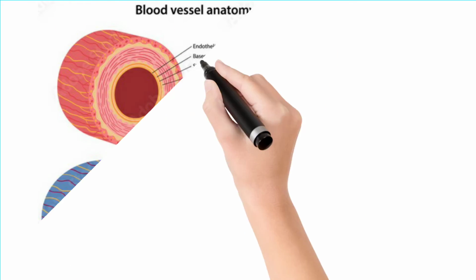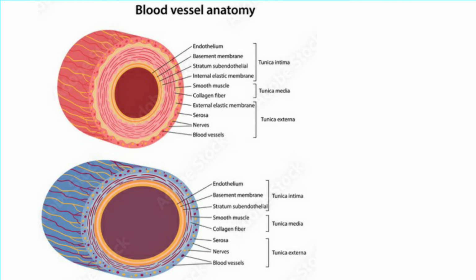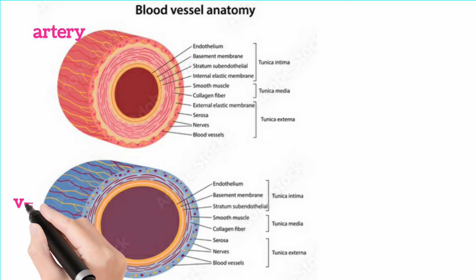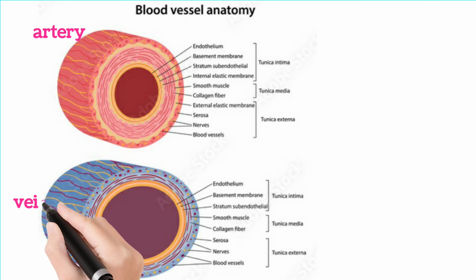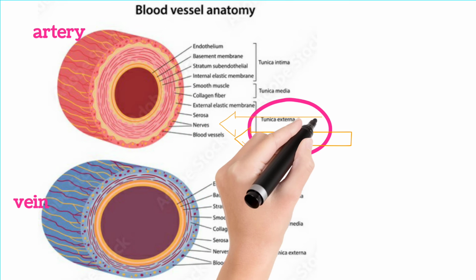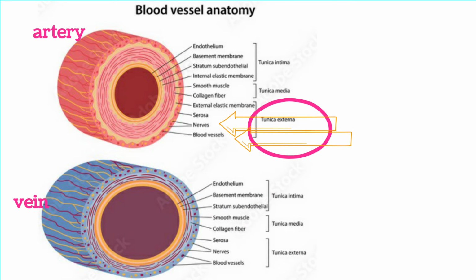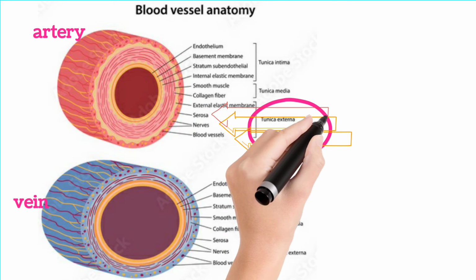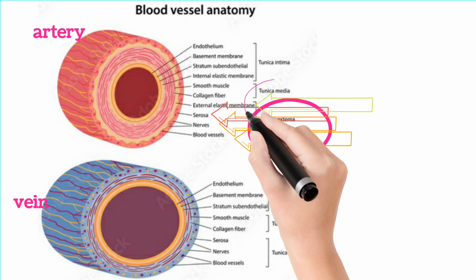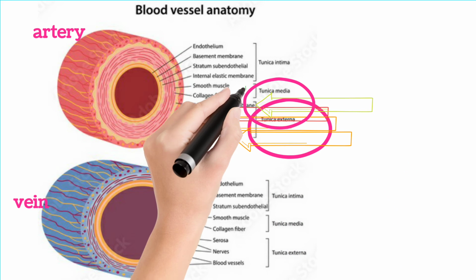This picture explains the different layers in artery and vein, as general layers from outside to inside. The first layer from outside is tunica externa or adventitia, composed of vessels called vasa vasorum, nerves, also serosa, and the external elastic membrane that separates the tunica adventitia from the tunica media.